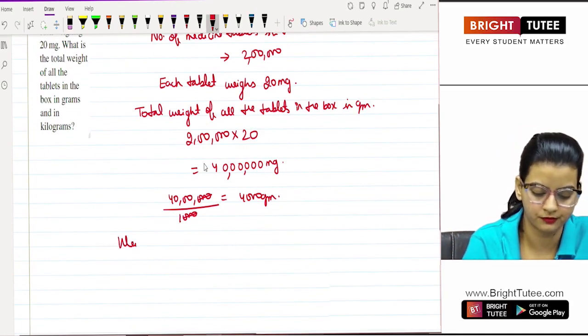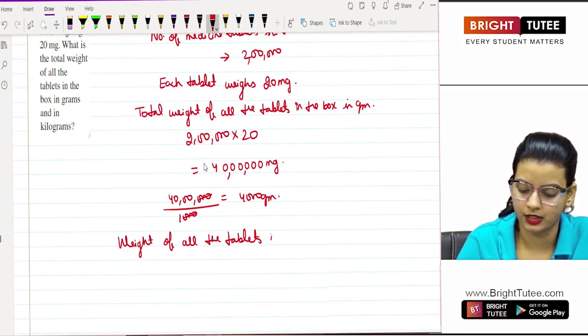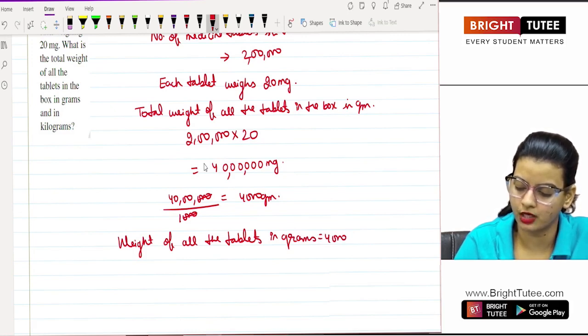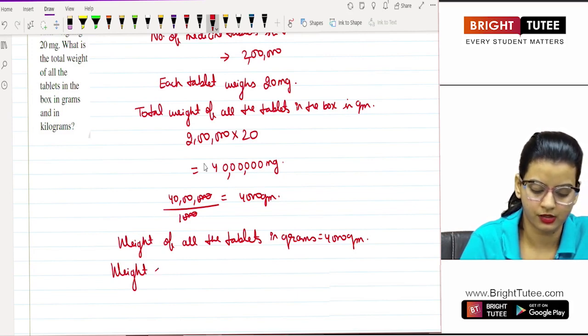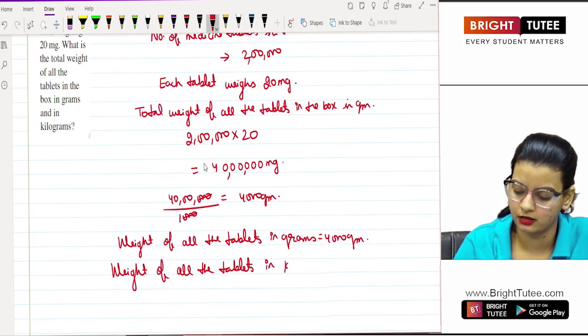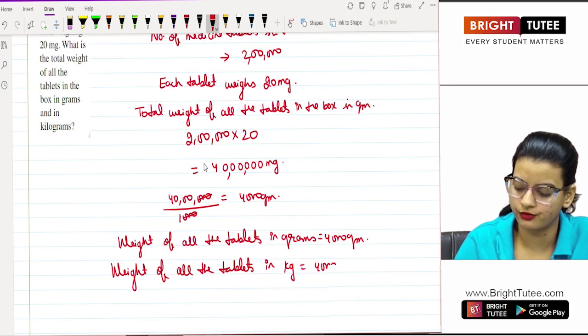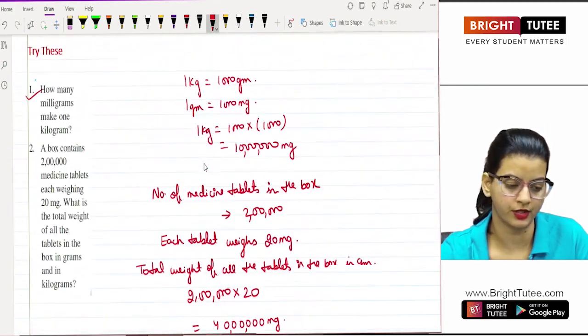So the weight of all the tablets in grams is equal to 4000 grams. Now the weight of all the tablets in kg is equal to 4000 divided by 1000, that is equal to 4 kg. So I hope that you have understood this well.